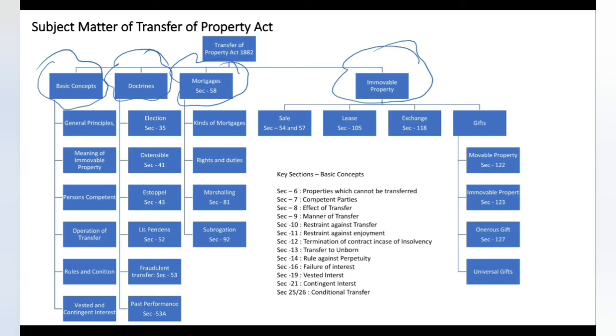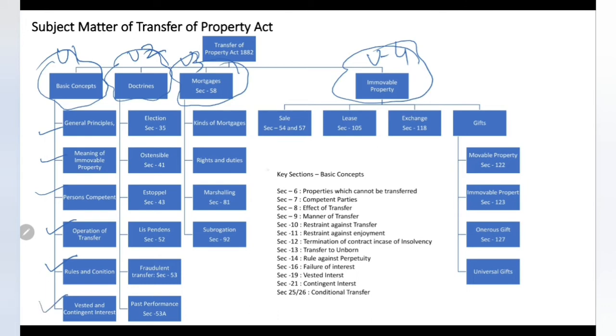In most university syllabi also, unit 1 deals with basic concepts, unit 2 deals with the doctrines, unit 3 deals with mortgages, and unit 4 deals with immovable property related transactions. With these four blocks, let's look into what we are going to discuss in each block. In basic concepts, the Act covers general principles, the meaning of immovable property, who are the persons competent for these transactions, the operation of transfer, how to do the transfer, what happens after the transfer, whether we can put some rules and conditions against the transfer, and then vested and contingent interest.